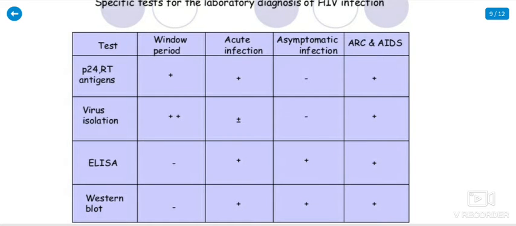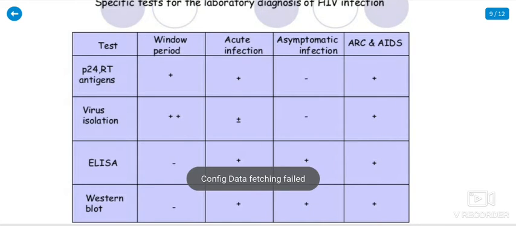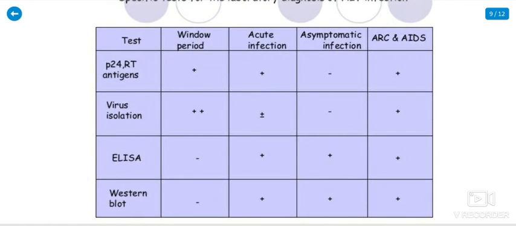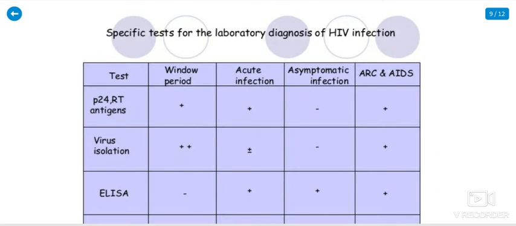Acute infection is more or less, it may be positive or negative, plus or minus. The asymptomatic infection is negative. AIDS is a positive test. In ELISA the window period is negative, and the remaining acute, asymptomatic and AIDS are positive tests. Western blotting test is also the same, so that this is the specific test for laboratory diagnosis of the HIV infected person.